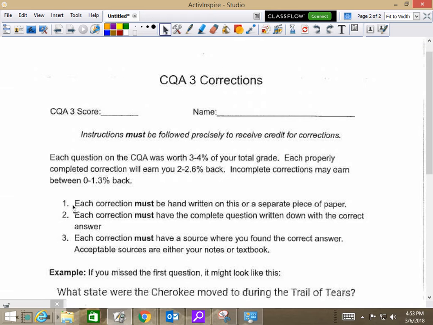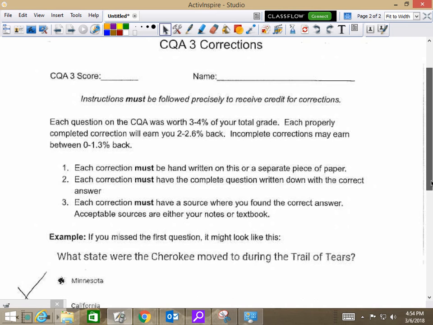Here's what has to happen. 1. Each correction must be handwritten on this or a separate sheet of paper. So if you want to put the corrections on the back of this paper, you can, or your own line paper. Each correction must have the complete question written down with the correct answer. Don't go through and just write false, true, B, and then tell me like James Madison, because that is what went in the blank. You have to write down the entire complete thought. You have to read it, think about it, and write it down. You are going to interact with the material on Show Me by putting it on your paper.